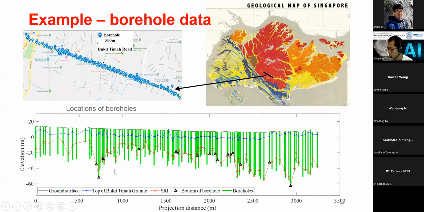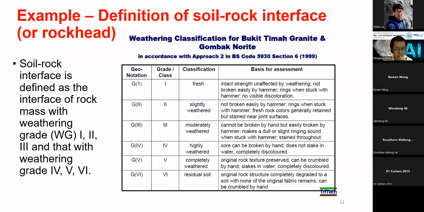So we need a data processing step to select the data. It's also worth noting that the rockhead is defined as the interface between rock mass with weathering grade 1 to 3 and that with weathering grade 4 to 6. And the weathering grade is mainly determined by engineering experience. It can be determined from the strength, the sound, and the color. So as you can imagine, there's a lot of subjectivity involved. This also contributes to the uncertainty in the rockhead elevation.